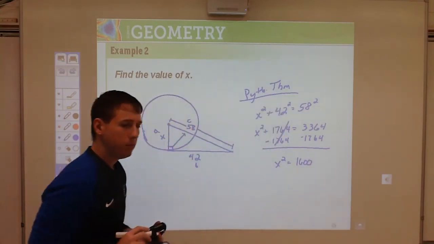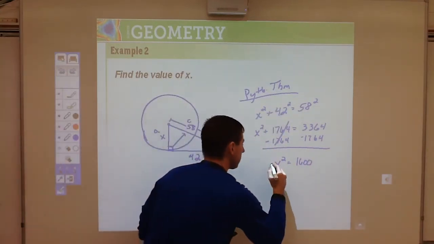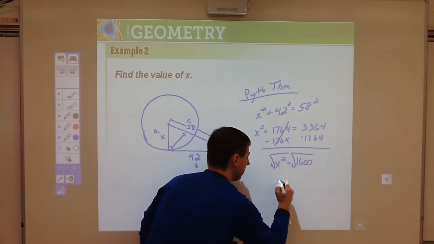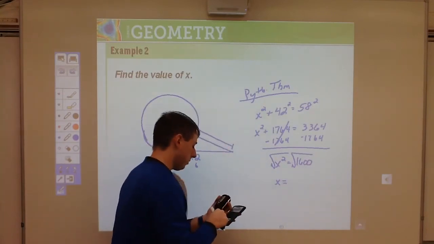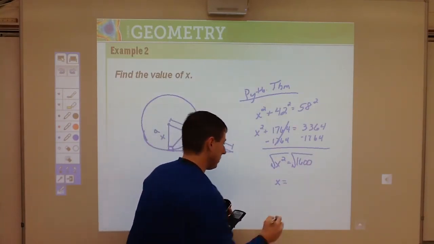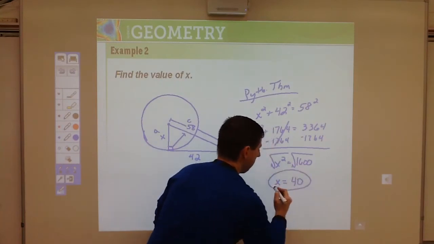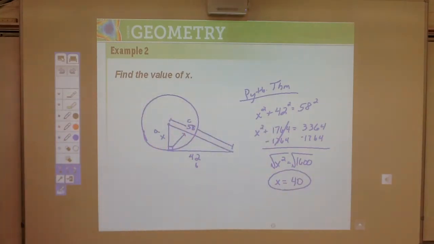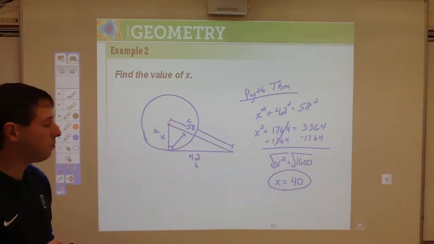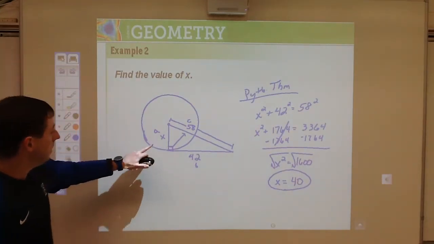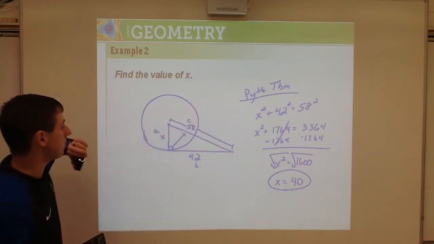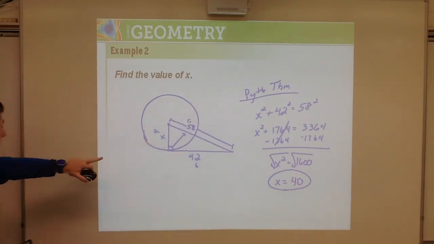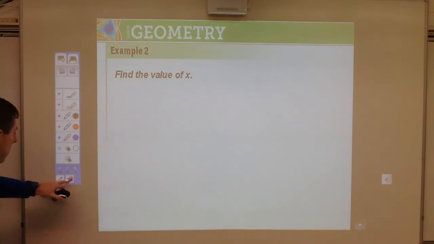And then final step, get rid of that square by taking the square root. And square root of 1600 is 40. So x equals 40. Okay, so not super difficult, hopefully, but still a lot of Pythagorean theorem here on these first few examples. I got one more for you. So one more kind of like this. Here we go.